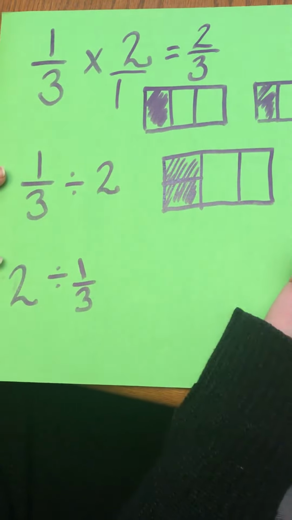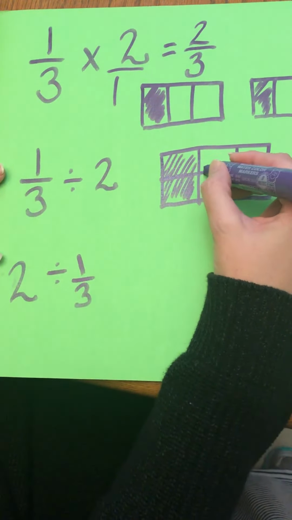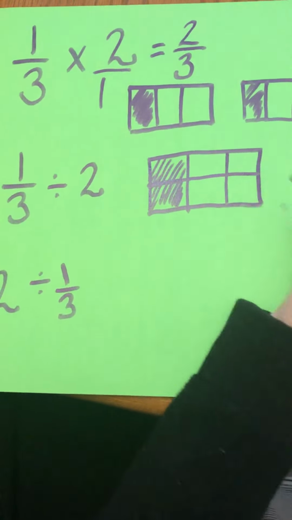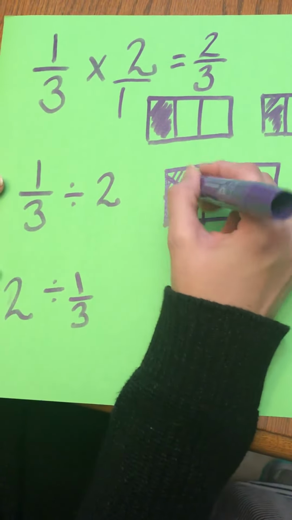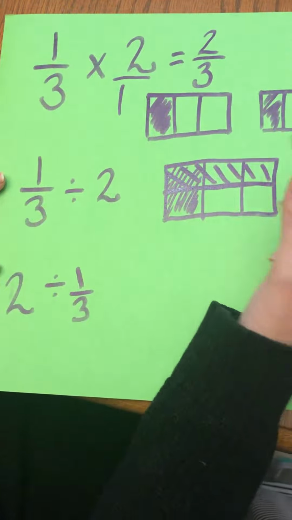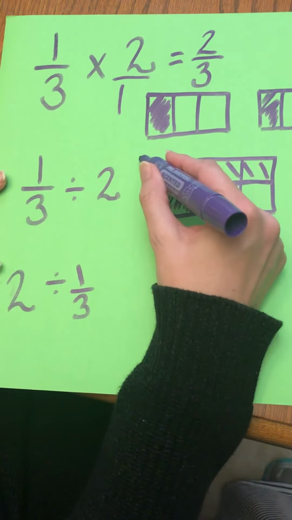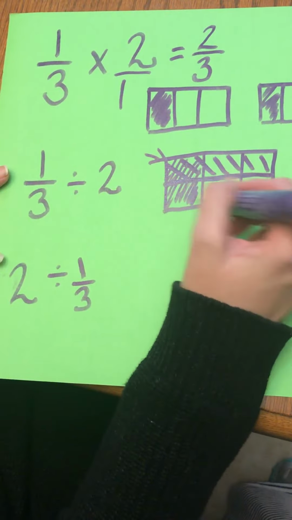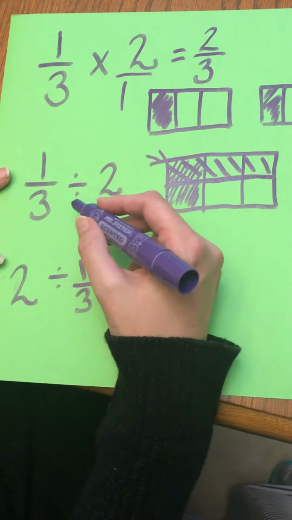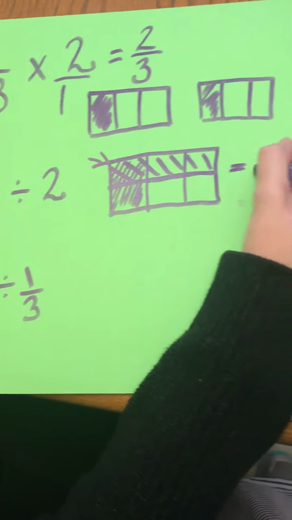And to see how many total pieces, I'm going to use my entire model. So I've divided it in half. And so I'm just looking at this piece right here. And that gives me my answer. So I've got 1 out of the 6 pieces. So 1/3 divided by 2 is 1/6.